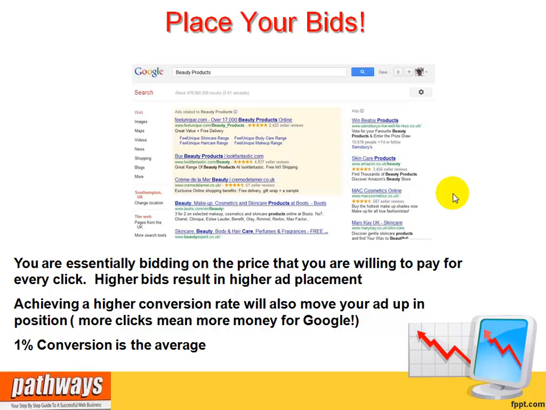Now, you can also structure your ad to get a high conversion rate. The higher your conversion rate, i.e. the more people that click on it, then the higher up Google will put your ad, because the more clicks that you get, the more money you have to pay Google. So it makes sense, if you're getting a lot of clicks, they're going to move your ad up here or across here. Okay, bear in mind a 1% conversion is the average. So if every 100 times your ad's shown, it's likely to be clicked on once.